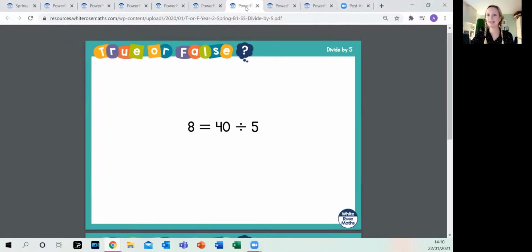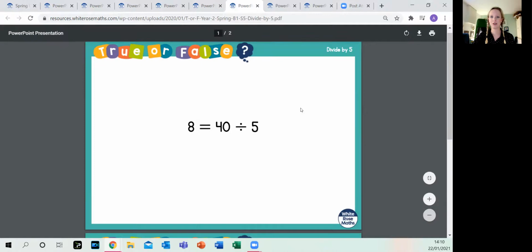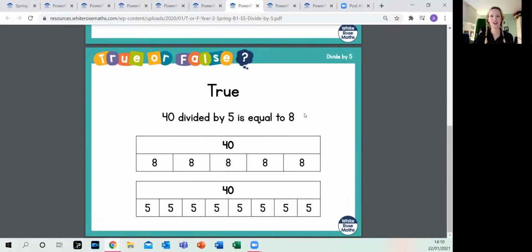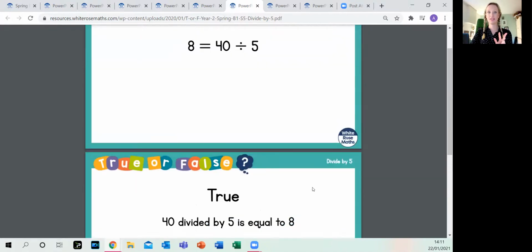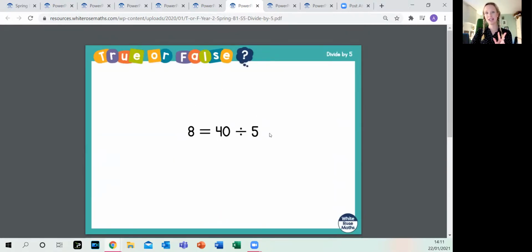Question 6. 8 equals 40 divided by 5. And again, you needed to know your 5 times table for this question. Let's see if it's true or false. True. 40 divided by 5 is equal to 8. If you do your 5 times table until you get to 40, then you can work out how many 5s go into 40. 5, 10, 15, 20, 25, 30, 35, 40. 5 goes into 40 8 times. And that's exactly what this statement said. If we had 40 and we divided that by 5, putting groups of 5, you would have 8 groups.